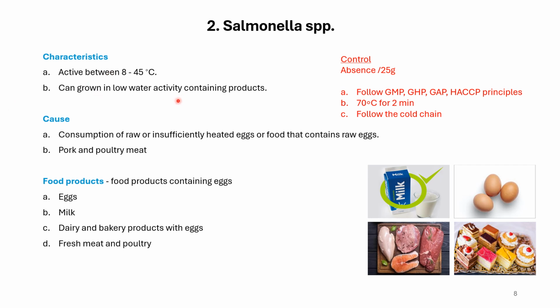So now what is the cause of Salmonella food poisoning? It is due to consumption of raw or insufficiently heated eggs or food that contains raw eggs.